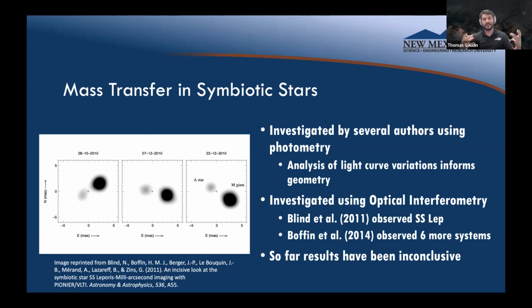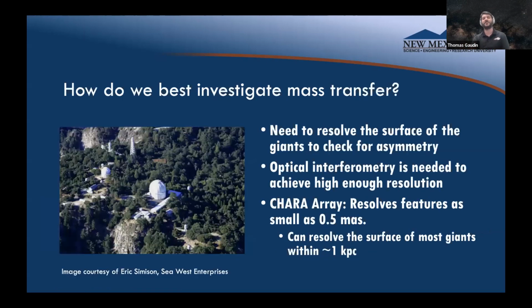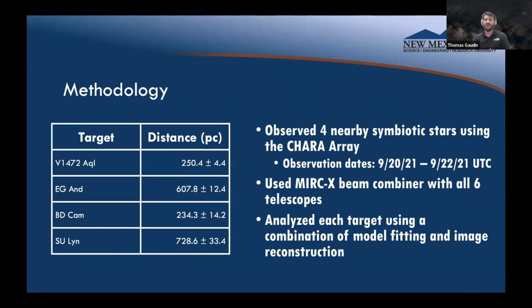The only way that we can answer these questions is to go to a telescope with a much higher resolution. We need to be able to resolve the surface clearly of each giant in the symbiotic star system to check for that asymmetry, to check for the presence of a teardrop shape. This is why we are using the CHARA Array for this study, so that we can resolve features as small as 0.5 milliarcsecond on the disk of giants, resolving the surface of most symbiotic giants within about a kiloparsec of Earth. Now for this study, we observed 4 symbiotic stars that were nearby. Our targets were V1472 Aquilae, EG And, BD Cam, and SU Lyn. The observation dates for this study were in the fall 2021 semester.